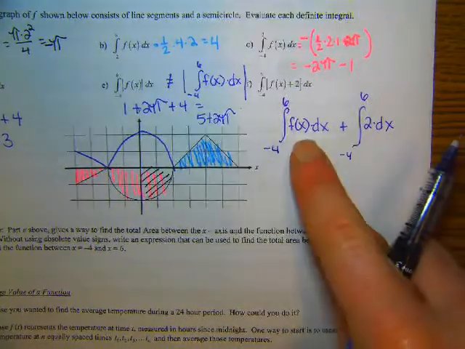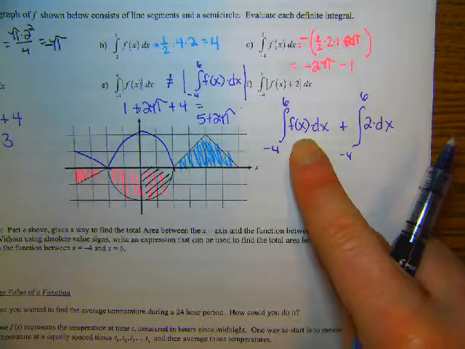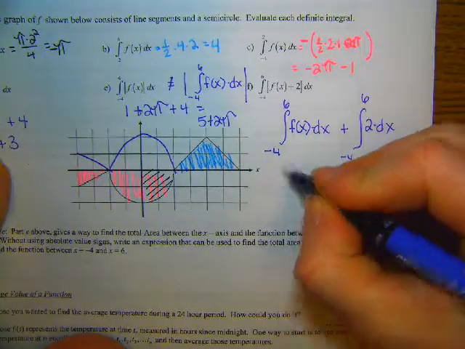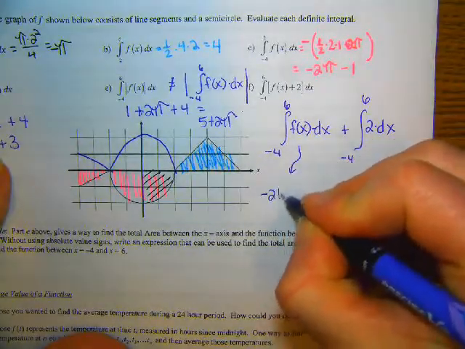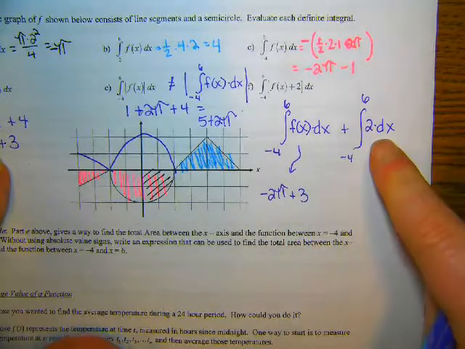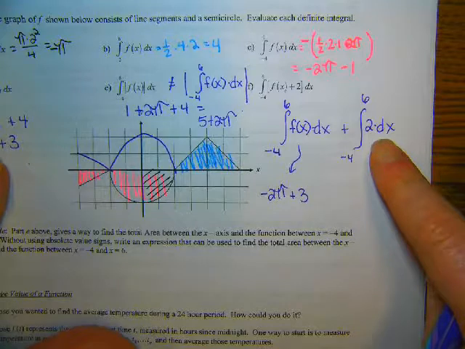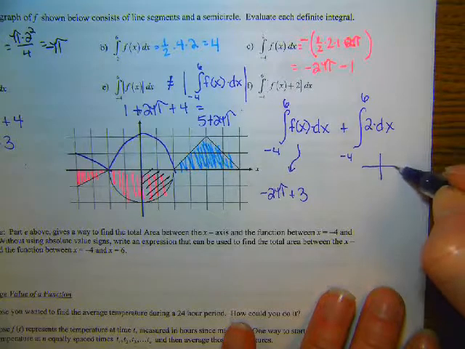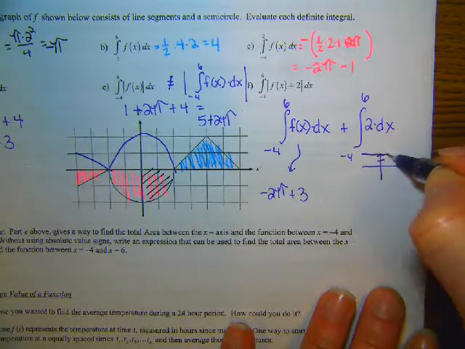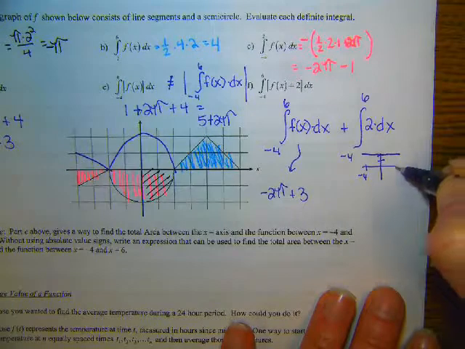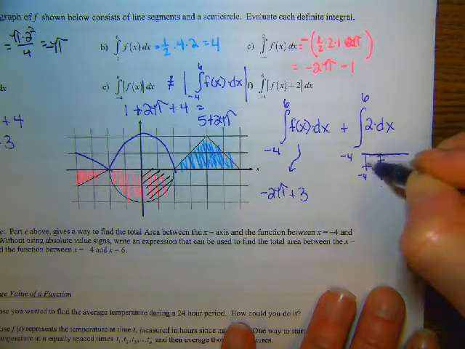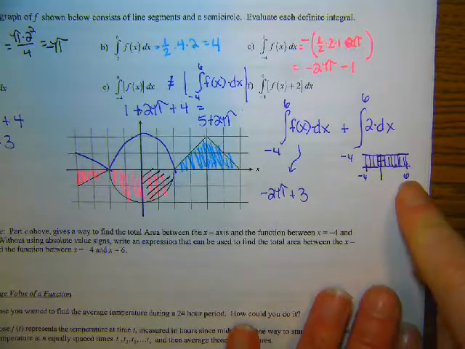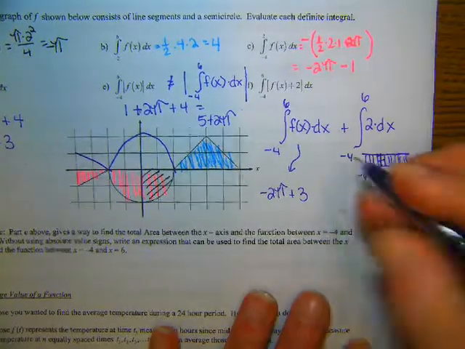Okay. Did we find this anywhere? Where did we find that? Letter D. We learned how to do this the other day. This is just on a line at 2. Let's draw a little picture. Horizontal line at 2, from -4 to 6. This is a rectangle. So -4 to 6 is 10 times 2, so plus 20.